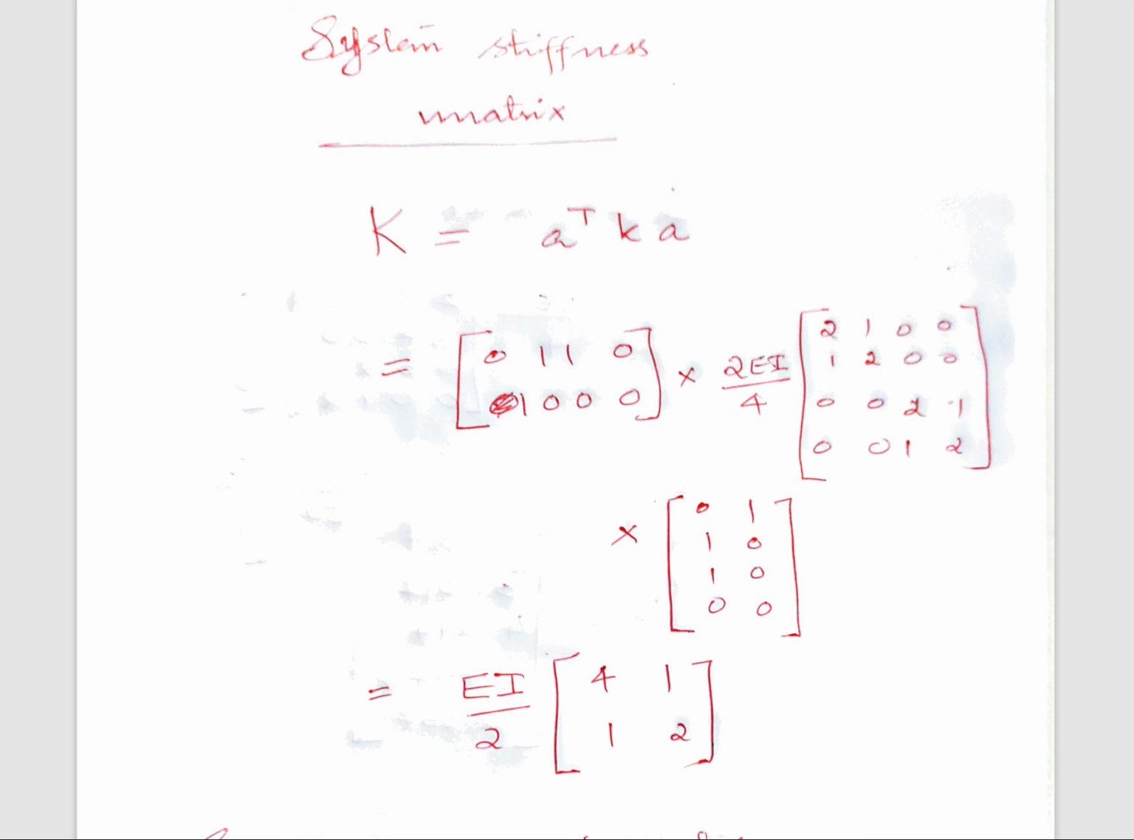Now the next step is the system stiffness matrix. System stiffness matrix capital K is equal to A transpose into small k into A, where A is the displacement transformation matrix and small k is the element stiffness matrix. So substitute A transpose, multiply with the element stiffness matrix, again multiply with the displacement transformation matrix, and then capital K is obtained as shown, EI by 2 times 4 1 1 2. So this is our system stiffness matrix capital K.